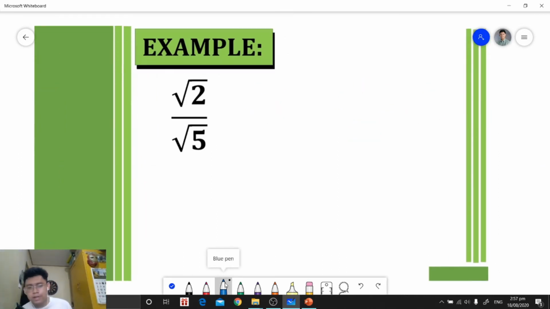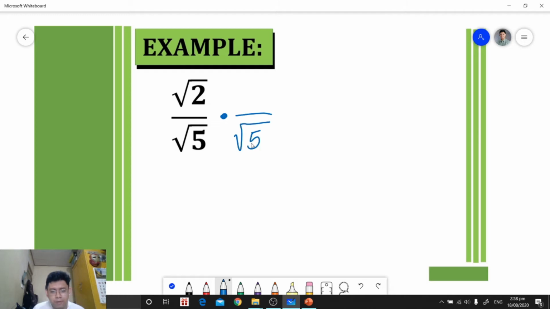Let's have another example. For example, we have square root of 2 all over square root of 5. In this case, we cannot simplify our radicand. We cannot simplify our radical. So we're going to rationalize this by multiplying the numerator and the denominator by a value that will make the denominator not radical. In this case, we're going to multiply our numerator and the denominator by the square root of 5. Then, apply the rules in multiplying radicals. So we will have square root of 10 over square root of 25.